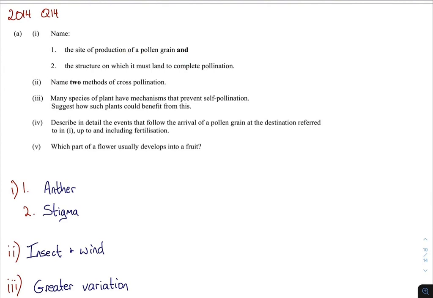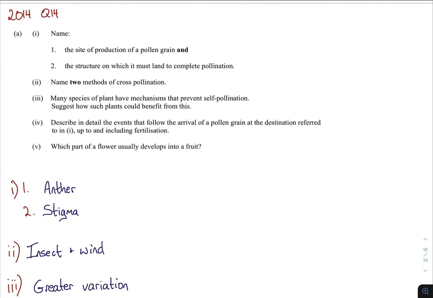So that's the anther, as we said earlier, and the structure it must land on to complete pollination. So it goes from the anther to the stigma. Name two methods of cross-pollination. Okay, so that's insect, wind.